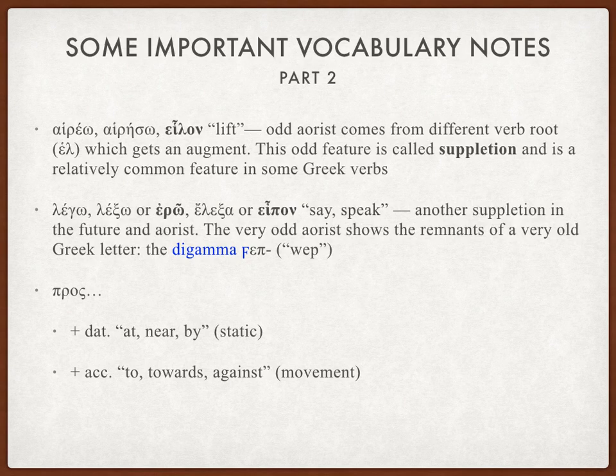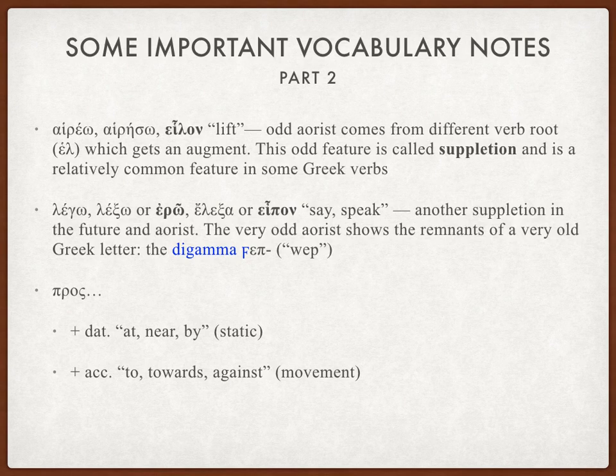Another strange aorist is lego. Lego is a very old Greek word that goes through lots of changes. Lego has two futures, either lexo or ero, I will say. You'll see both forms in your textbook. The aorist also can have two forms, either elexa, which is the first aorist form, or eipon, to say or to speak, I said, eipon. This is another suppletion that's happening both in the future tense and the aorist tense.